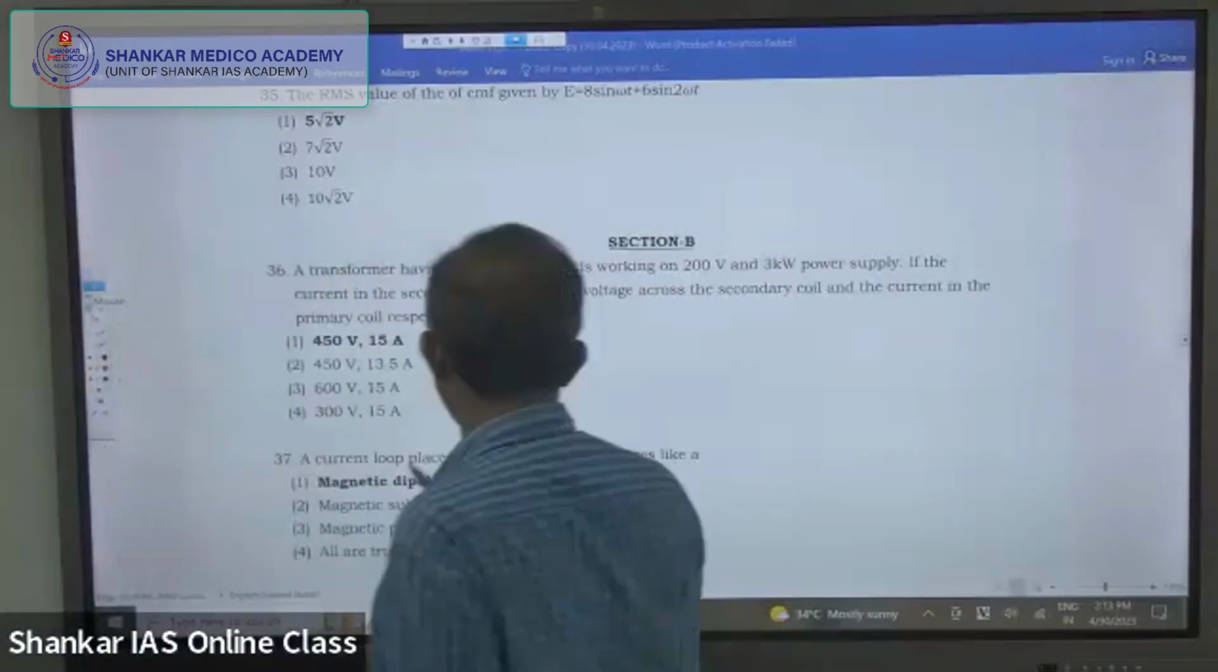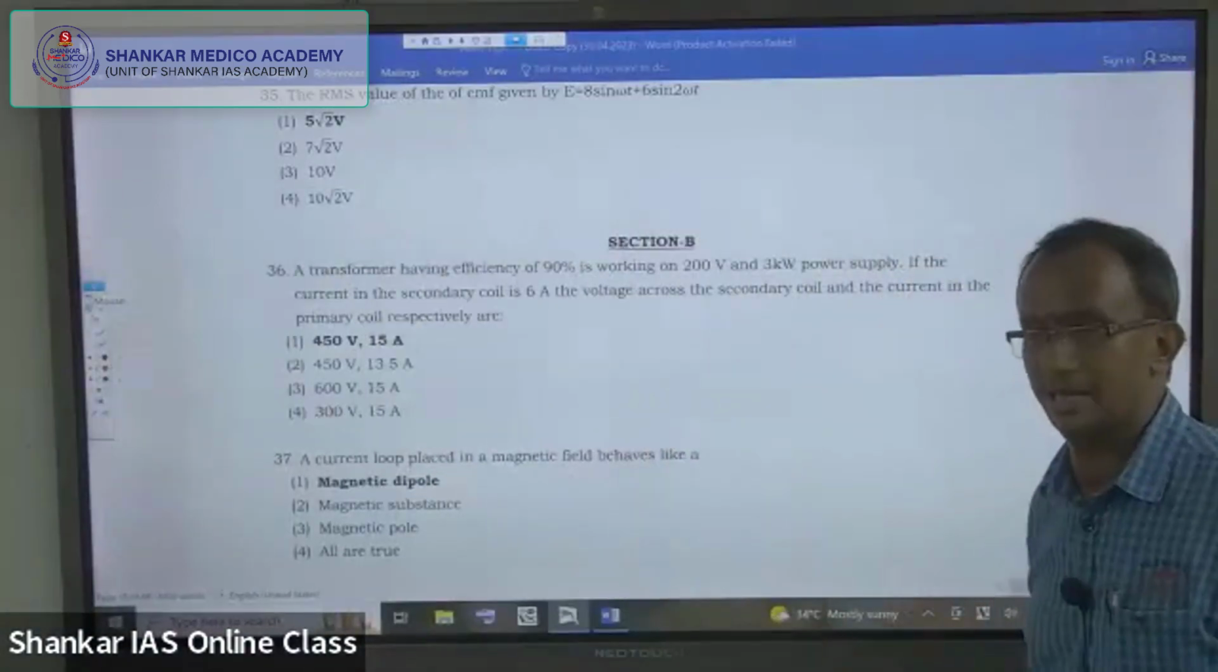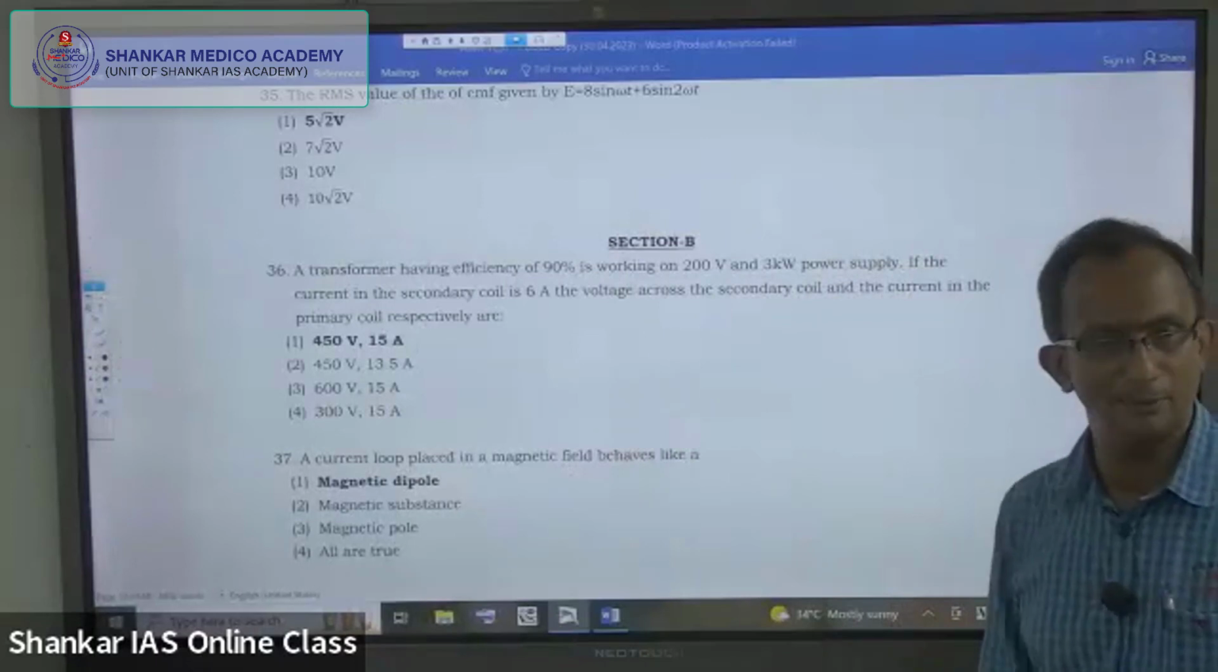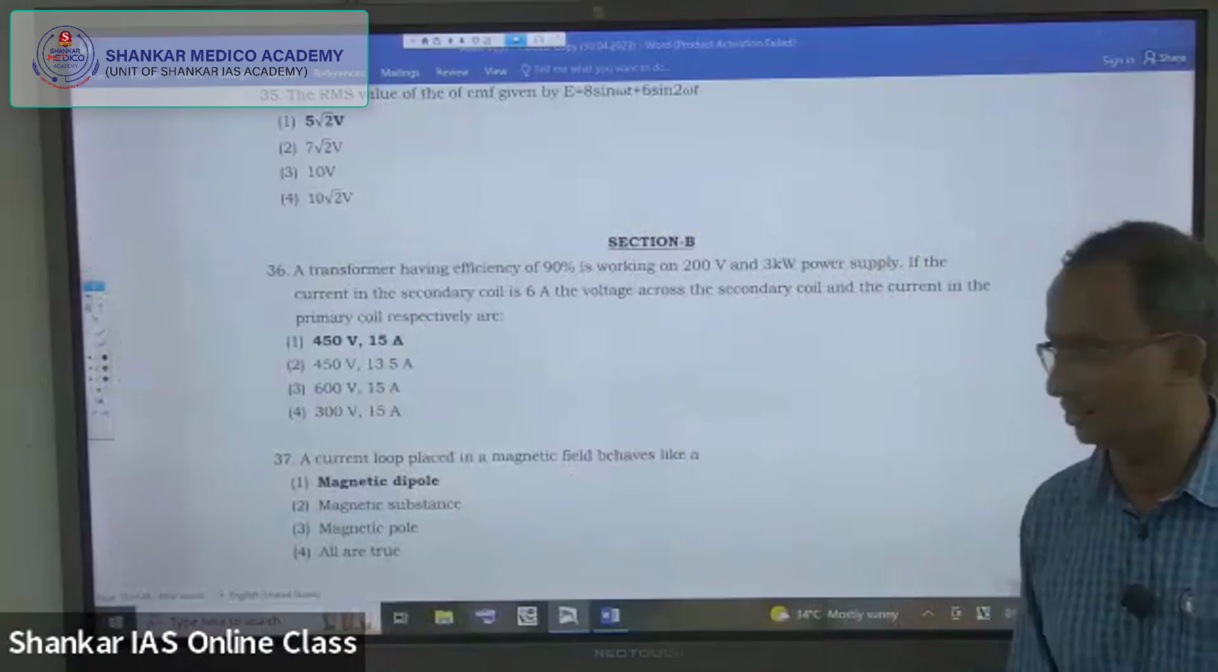A current loop placed in a magnetic field behaves like a magnetic dipole. I think almost all of you made it correct. Good.